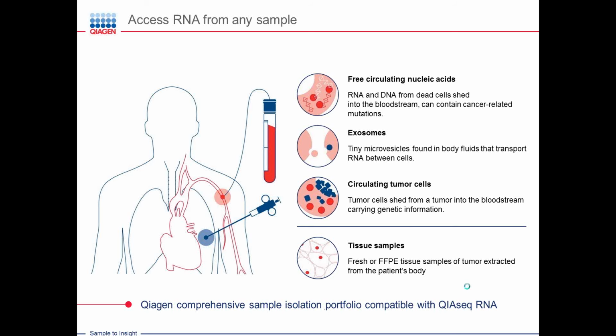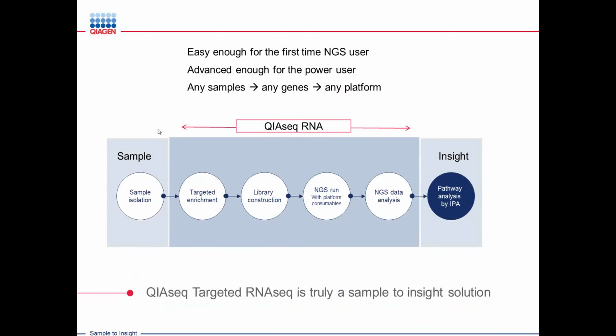And so, again, from sample isolation through targeted enrichment and library construction, along with the adapters and such to run on the NGS platform, along with the primary and secondary data analysis and a link for Ingenuity Pathway Analysis, you have the complete system to do gene expression analysis and gene counting with this product.